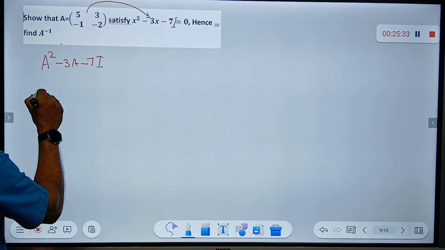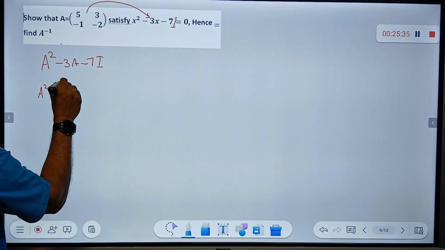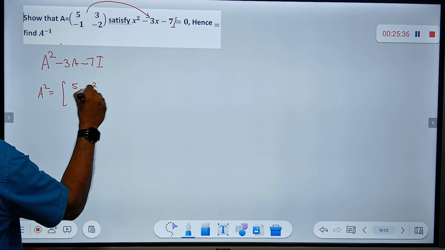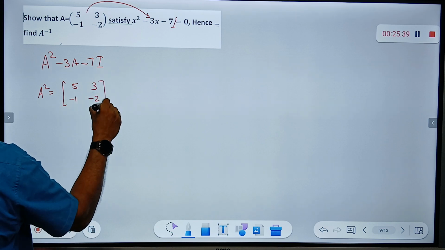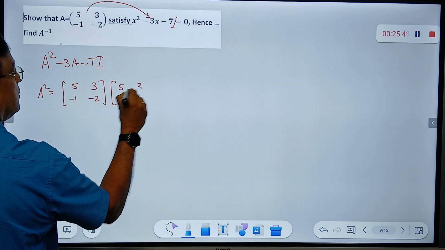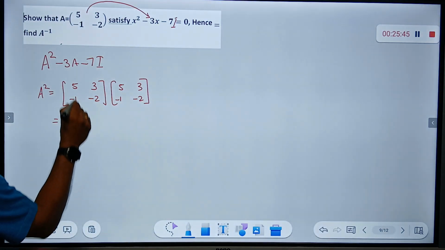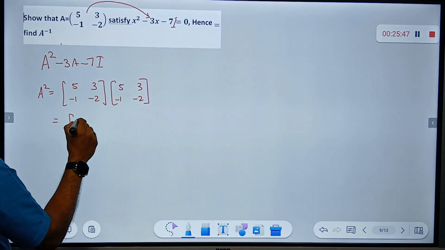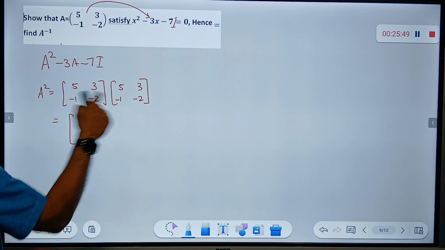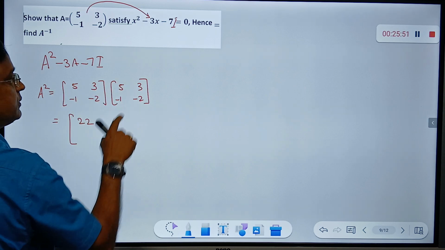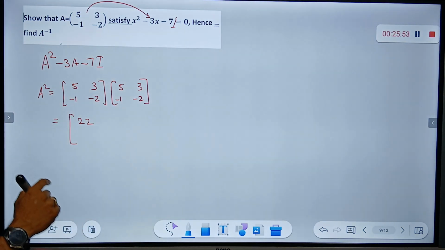Now what is A square? A square is 5, 3, minus 1, minus 2, times 5, 3, minus 1, minus 2. Since it's a 2 by 2 matrix, I don't mind multiplying. 25 minus 3 is 22, correct? And then 15 minus 6. What is 15 minus 6?